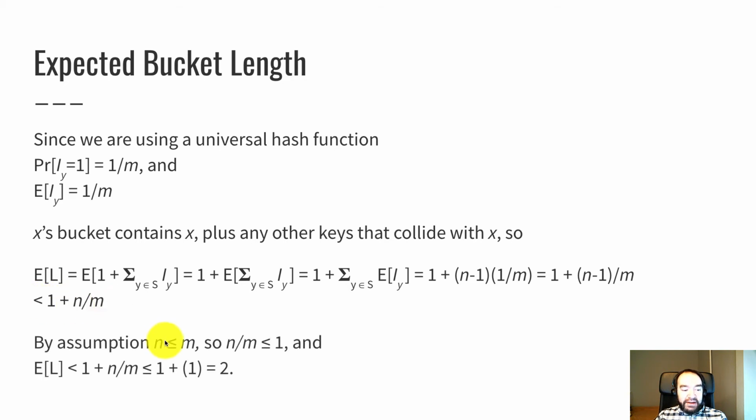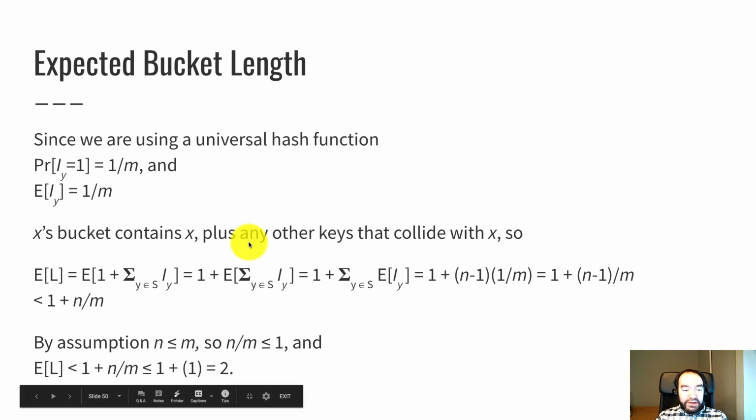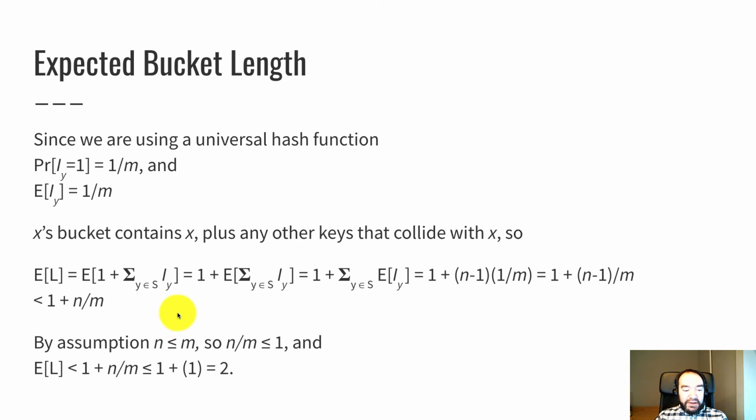By assumption n is less than or equal to m, we're going to keep m, the size of the vector, greater than or equal to the number of pairs in the hash table. So if we do some algebra there, divide both sides by m, the fraction n divided by m is less than or equal to 1. And that says that this expression here, EL, is strictly less than 1 plus n over m. And if we substitute in 1 for the n over m term, we have 1 plus 1, which makes 2.